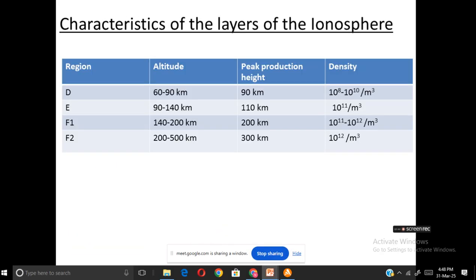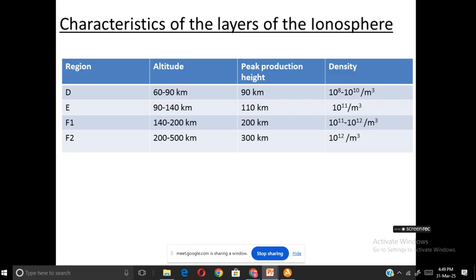And some more characteristics of these different layers. The D region extends from 60 to 90 kilometers. The peak production height is around 90 kilometers, and the electron density is 10 raised to 8 to 10 raised to 10 per meter cube. This is the lowermost layer, and we can see as we go up, the production is increasing. The density of the electrons is increasing.